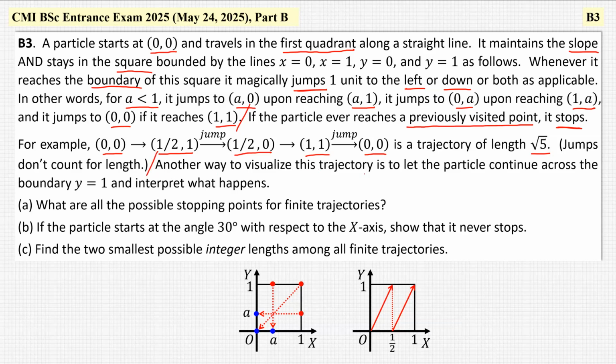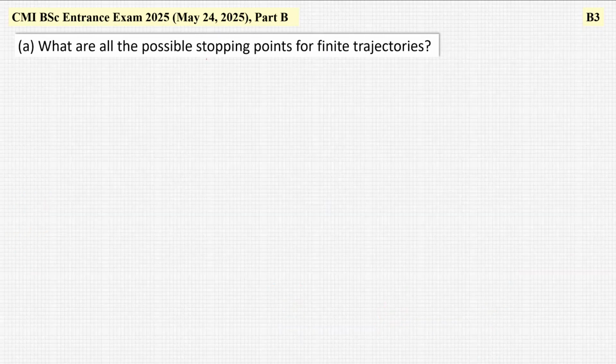Another way to visualize this trajectory is to let the particle continue across the boundary y equals 1 and interpret what happens. In this way, the particle's trajectory given in the example will look like this. We will use this second type of visualization whenever it feels appropriate. Now we have 3 problems A, B, and C, and let's take a look at them one by one.